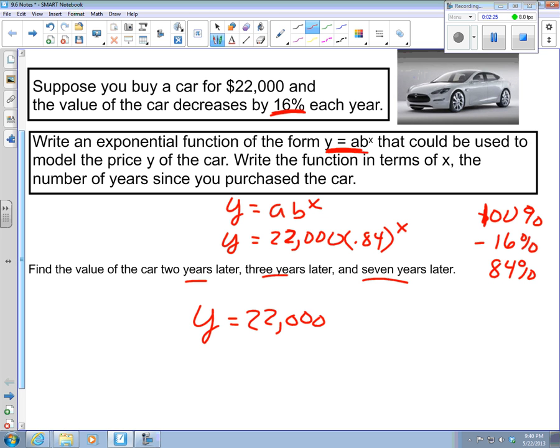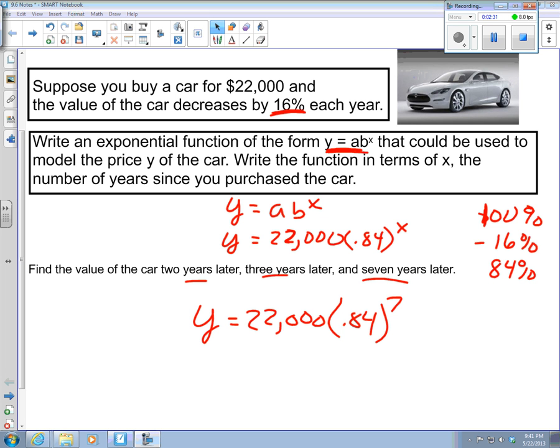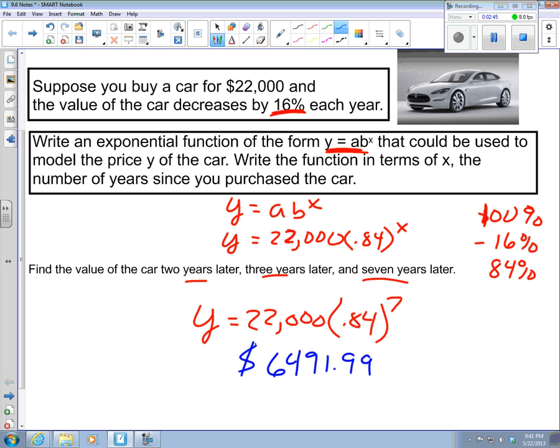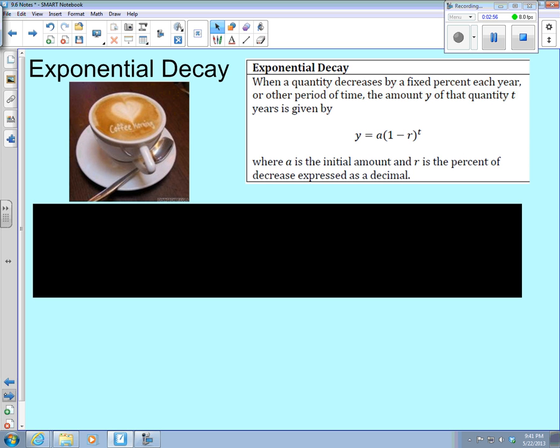22,000 times 0.84 to the 7th power. Plugging in 7 years, if you plug this into your calculator, you should get $6,491.99. So basically, you're going to want to get rid of your car before the end of 7 years, but it's going to be worth about $6,500. Okay, and this is basically what we're going to be doing all day today.